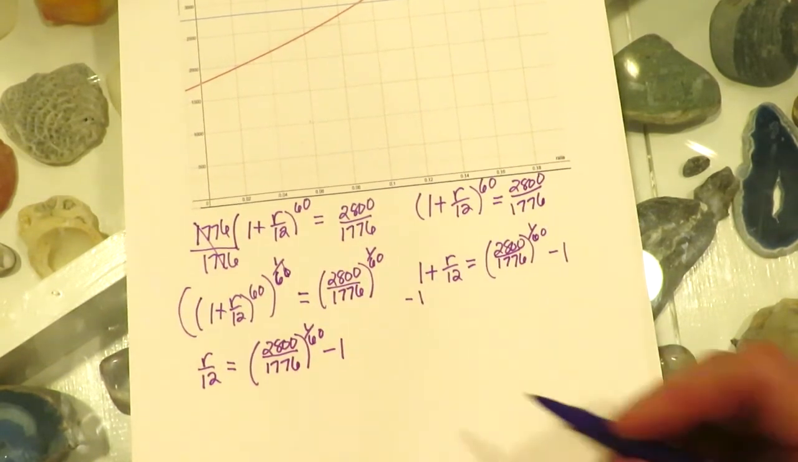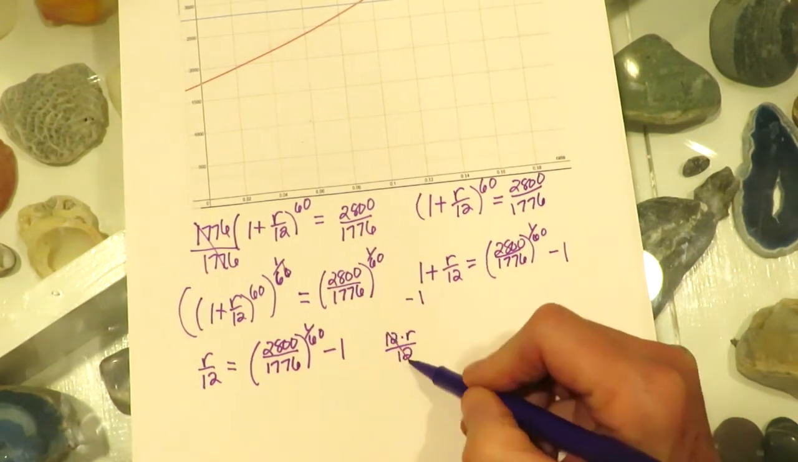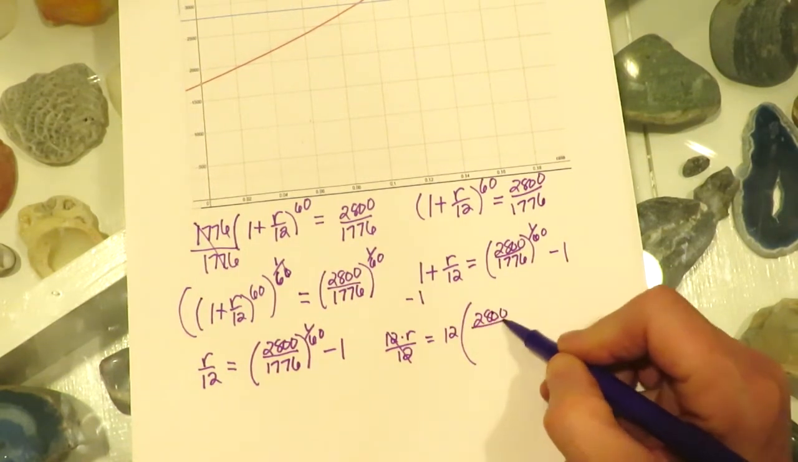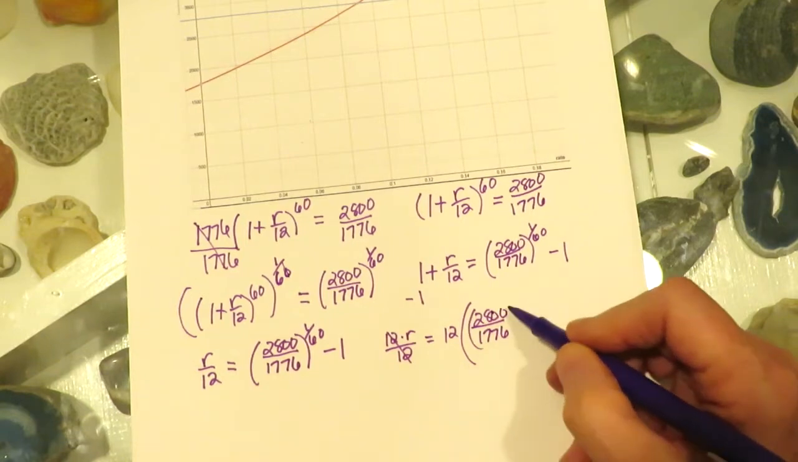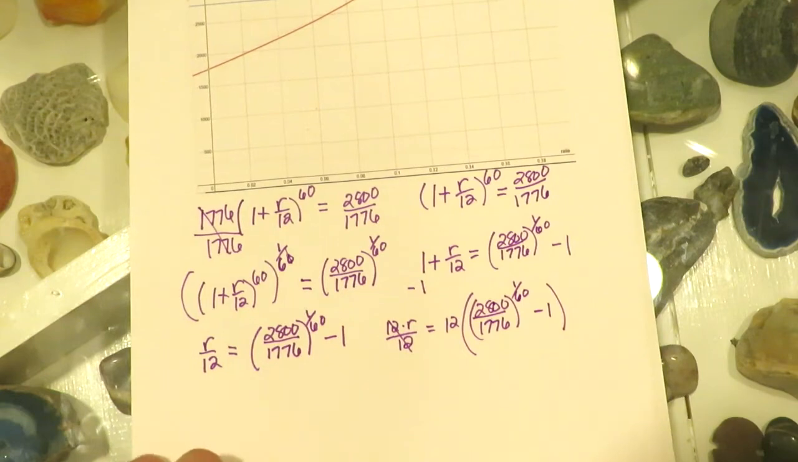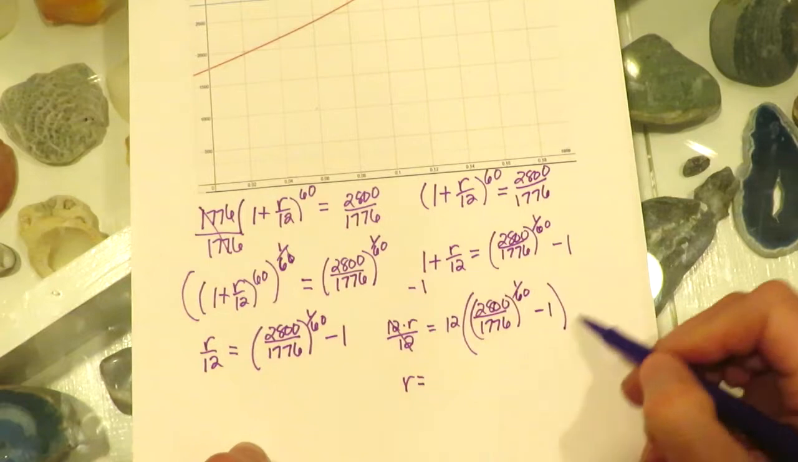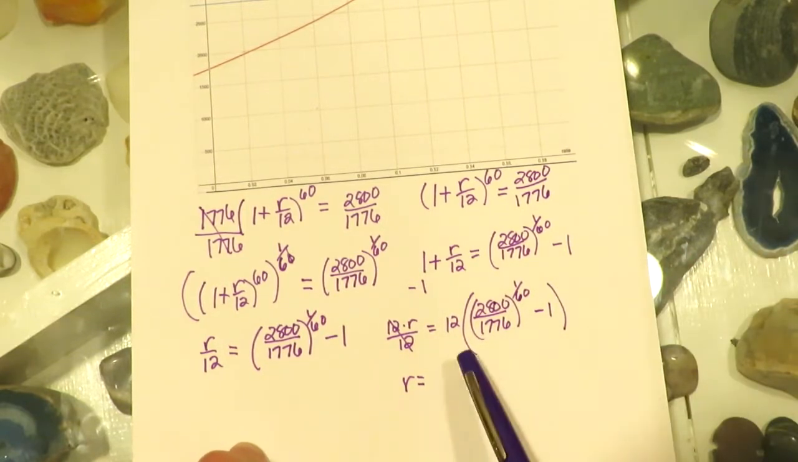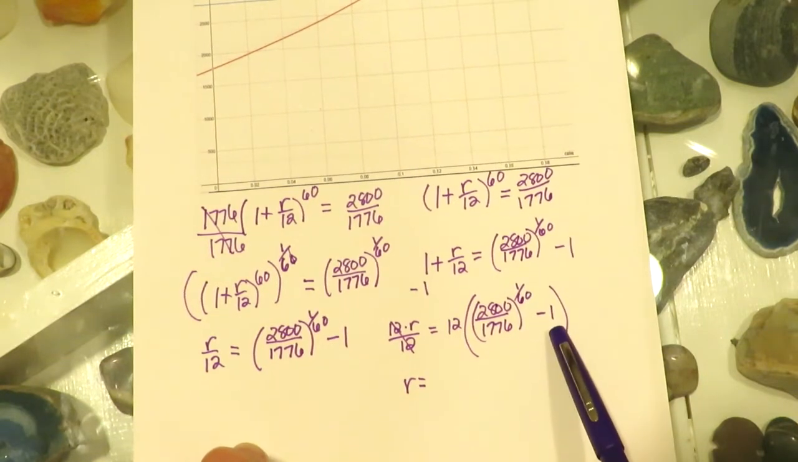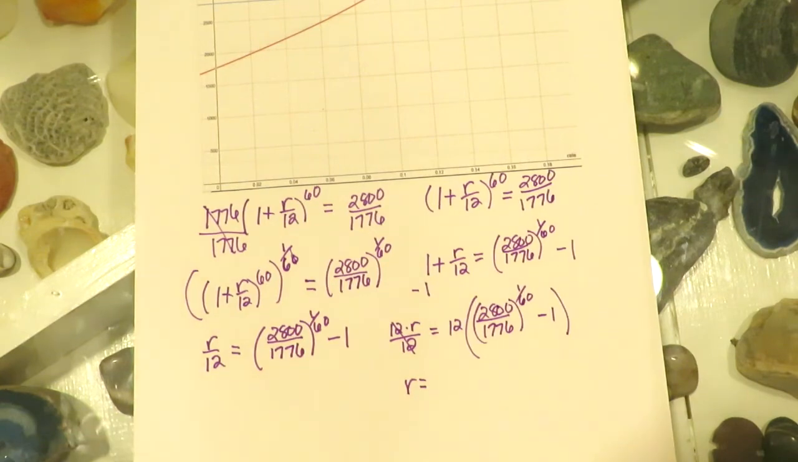And now, to finally get r completely by itself, I'm going to multiply by 12. And I get r is equal to that, okay? So it's this messy fraction raised to the 1/60th power minus 1, and then I will multiply that by 12. So that sounds like a good job for my calculator.